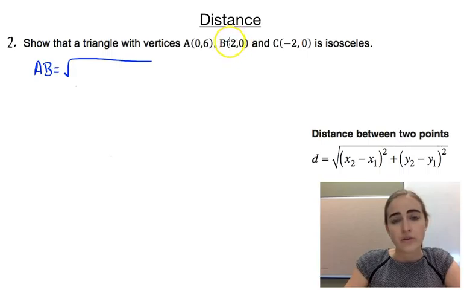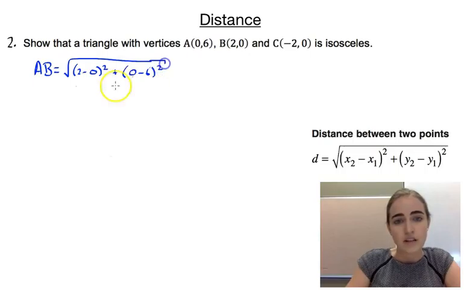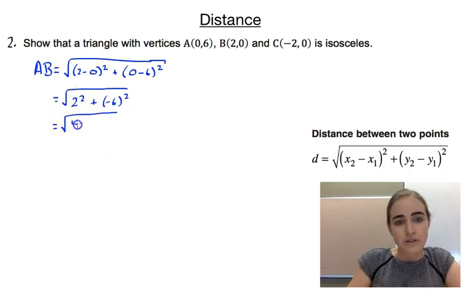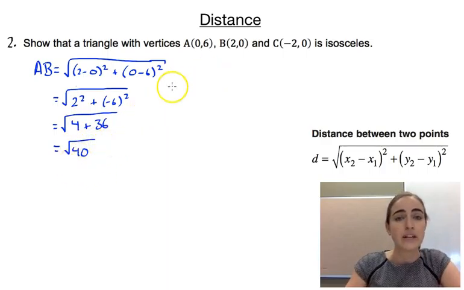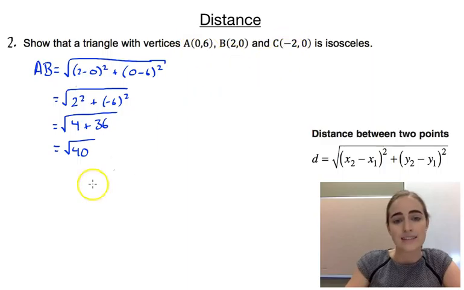So if we call this x2 and this x1, we'd go 2 minus 0 squared plus 0 minus 6 squared. Now that will give us 2 squared plus minus 6 squared, and that would be 4 plus 36, which would give us the square root of 40. So that's AB. Now we need to find our other sides, so how about we go AC next?